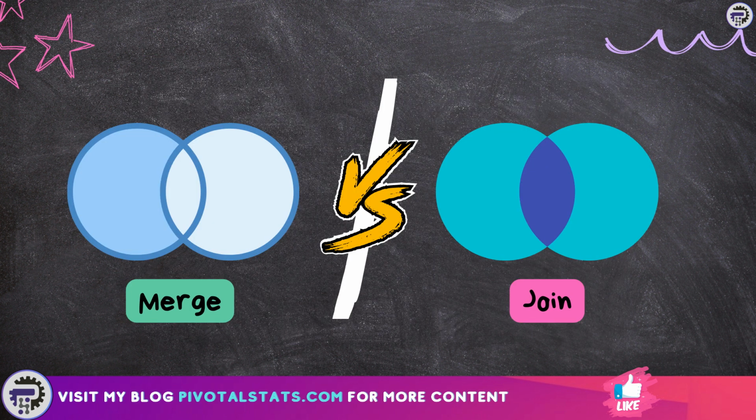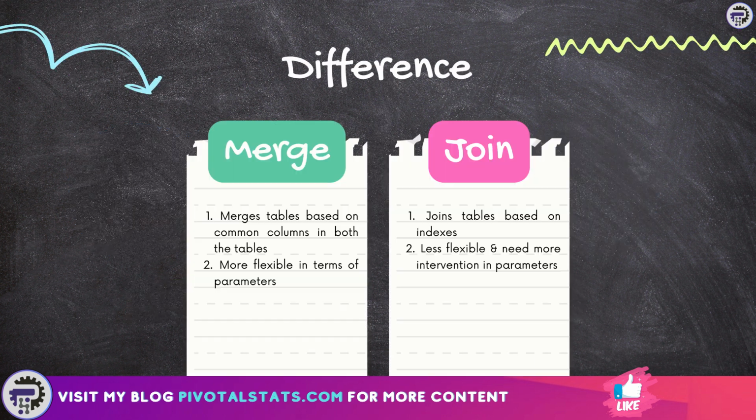Essentially both of them do the same job. However, the way both of them join the tables together is a bit different. Merge uses any common column that you have in both the tables and then joins those two tables based on that column. However, join uses the index that we have in those two tables. It can use the default index or it can also use the custom index that we specify.